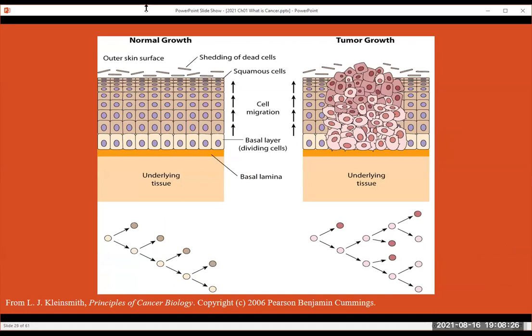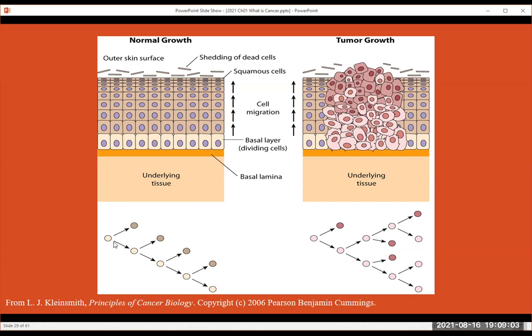So if we look at the normal growth of this epidermal layer, we have our basal layer. So these are our dividing cells. And we have our squamous cells in this tan up here. And as the new cells are made, they're going to get pushed up to the next layer of squamous cells. At the top of all these layers, we have some dead cells. So they reach the top and they start to die, and then they're sloughed off, right? They're shedding. But the new squamous cells reach that top layer and replenish it, right? So it's all moving in this upward direction.